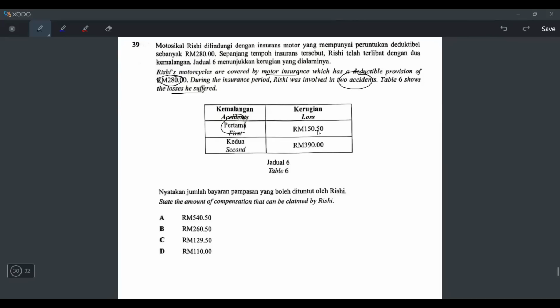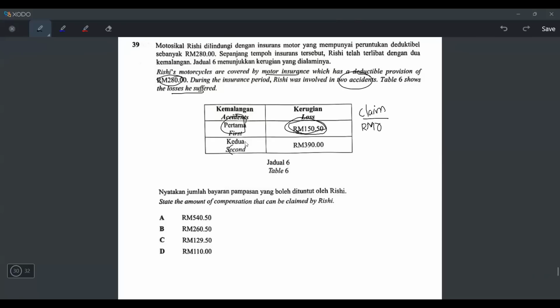Well, in the first accident, he can't claim at all because his loss is 150.50. And in the policy, he already agreed to pay a deductible of 280. So can you see the loss is smaller than the deductible? It means for this 150.50, for the claim, he will get RM0. It means all this value he has to pay himself, because the deductible 280 is bigger than the loss. So the claim is 0.